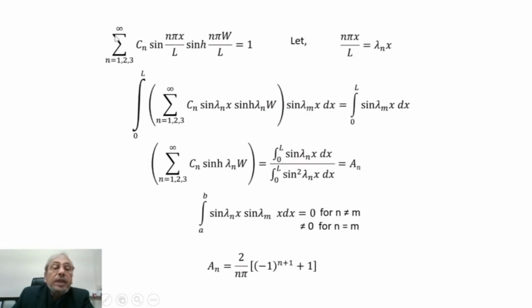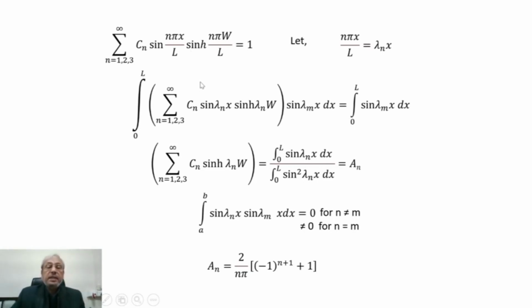So in this summation, n equal to 1, 2, 3 up to n, Cn sine n pi x by L sine hyperbolic n pi w by L equal to 1. And n pi x by L is lambda n x, that we have seen earlier. We are calling n pi by L as lambda n.